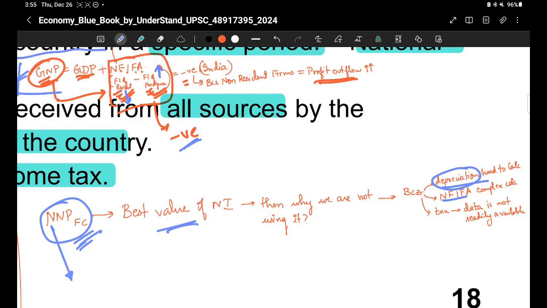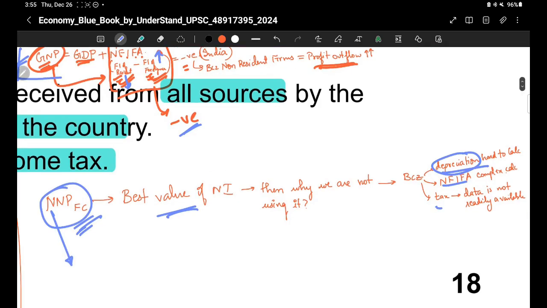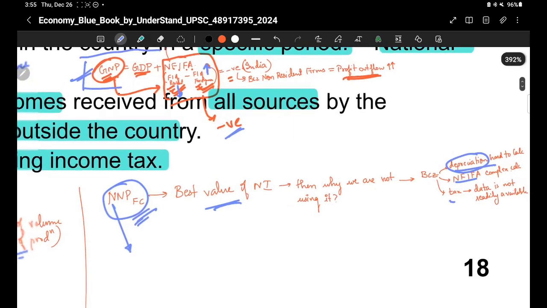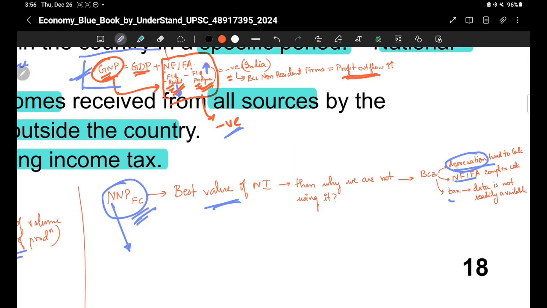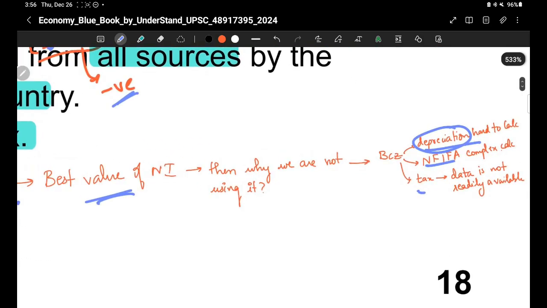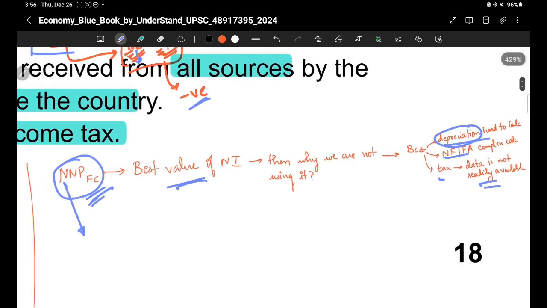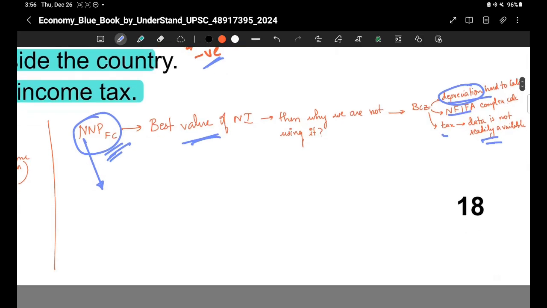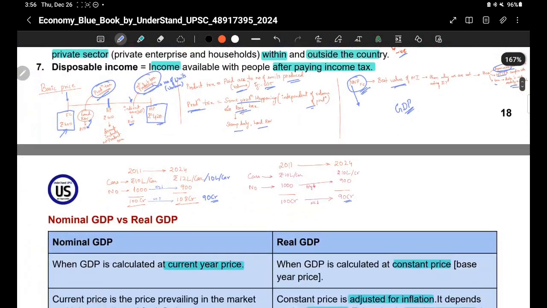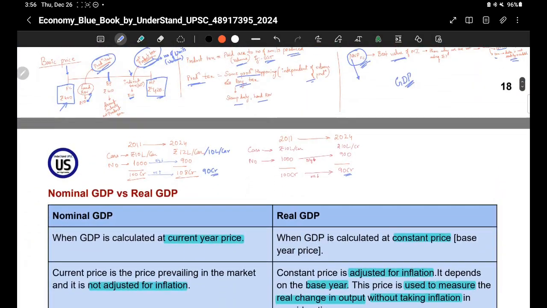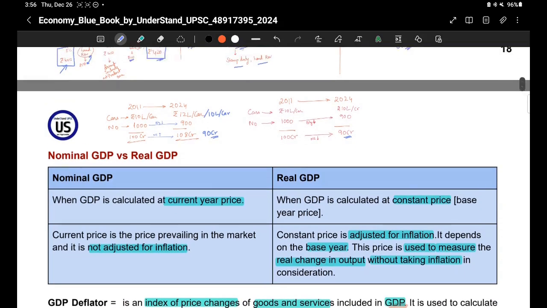And then NNP includes tax, whereas factor cost doesn't include a tax, right? For that you need to know what taxes are being levied first of all. The data is not readily available. So these are all the hurdles. It is really difficult to calculate NNP, so that's why we prefer GDP. We'll see further why GDP is taken and not NNP.